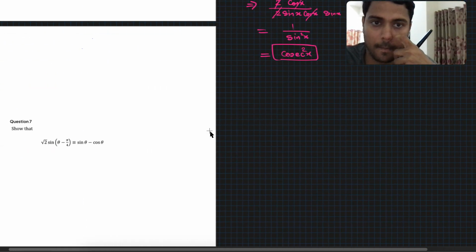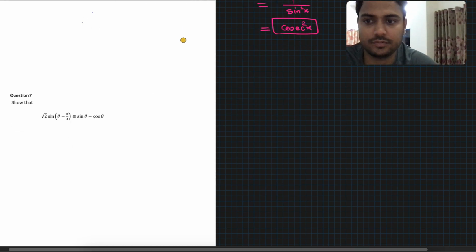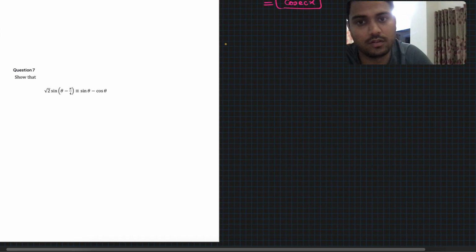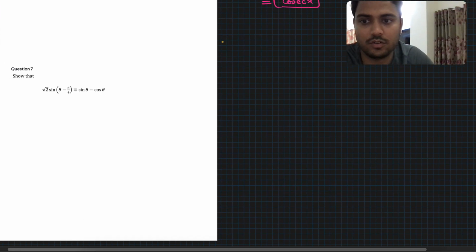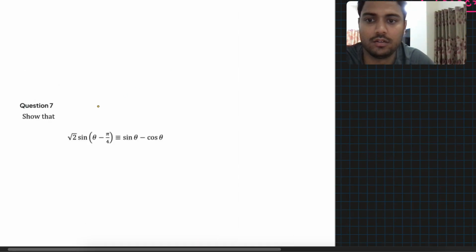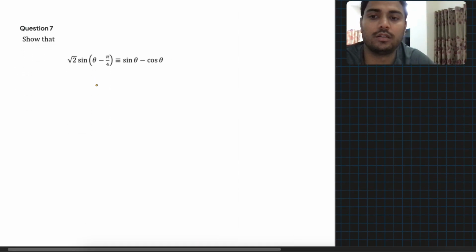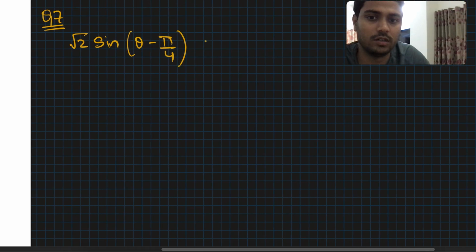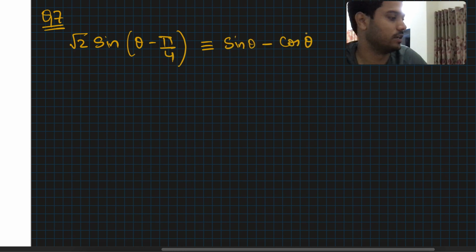Moving ahead, question number 7. It says root 2 sin theta minus pi by 4 is equal to sin theta minus cos theta. This is what we have to show. So question number 7, it is root 2 sin theta minus pi by 4, which we have to prove as sin theta minus cos theta.